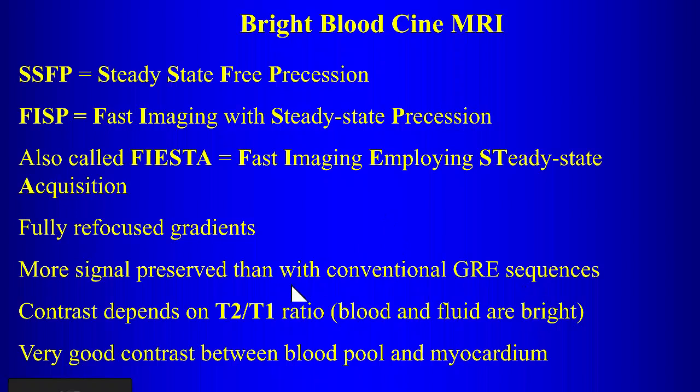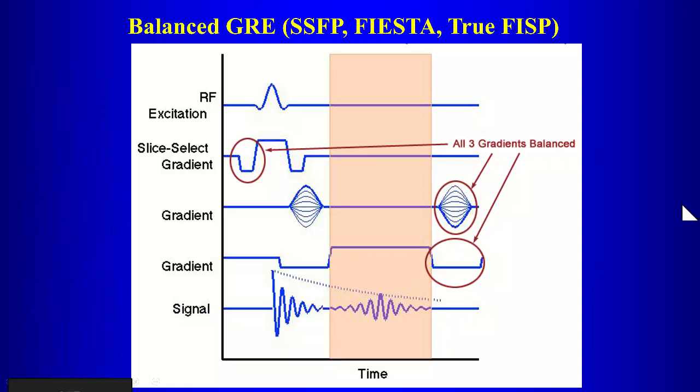And what's different about these bright blood cine sequences is that the contrast depends on the T2 to T1 ratio of the tissue, which means that the blood and fluid will be bright on these sequences. And then they'll tend to be darker on the gradient echo sequences used for body imaging. So this provides very good contrast between the blood pool and the myocardium for bright blood imaging.